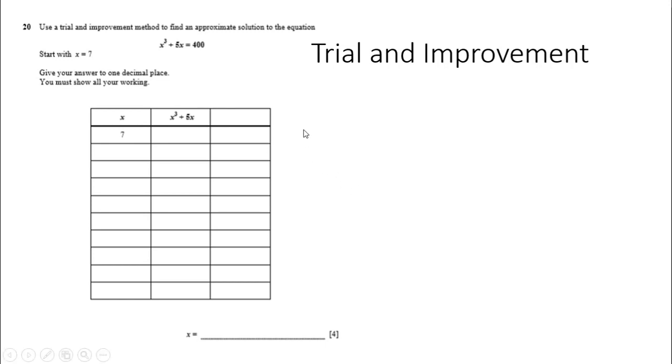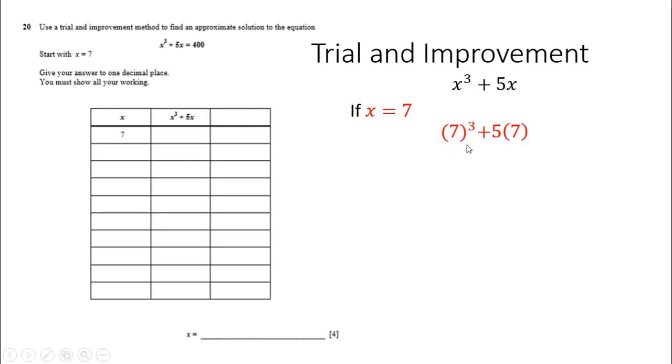So they've started us out here saying that we should start with the number 7, and we're looking for an answer correct to 1 decimal place of a value that would make this equal 400. So starting with the value of 7, if x equals 7, just like when we were substituting into our line, I'm going to replace the x with 7.